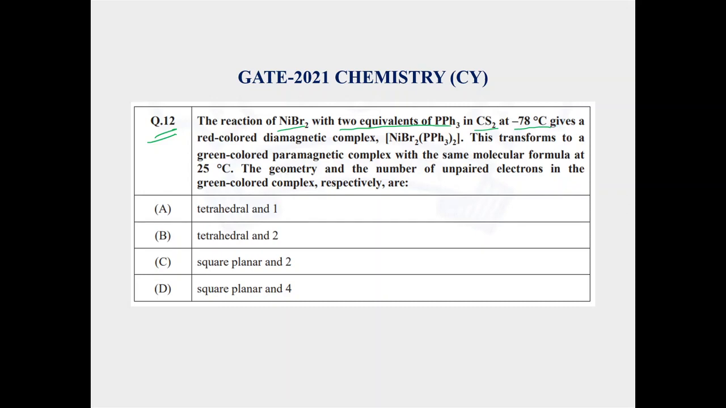minus 78 degrees Celsius gives a red colored diamagnetic complex, which is having the formula NiBr2(PPh3)2. This transforms to a green-colored paramagnetic complex with the same molecular formula at 25 degrees Celsius. The geometry and the number of unpaired electrons in the green-colored complex respectively are.